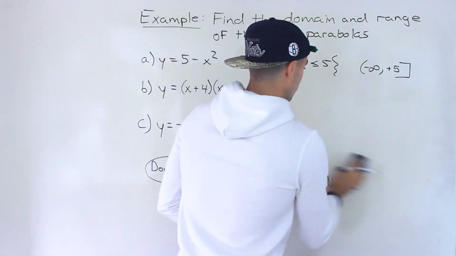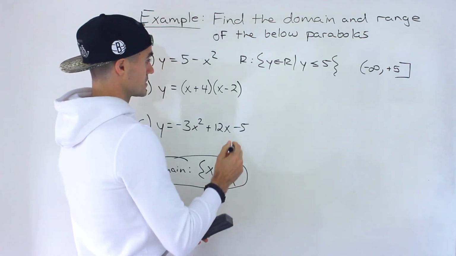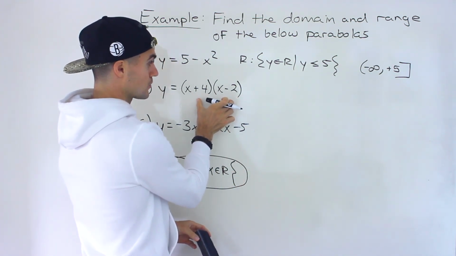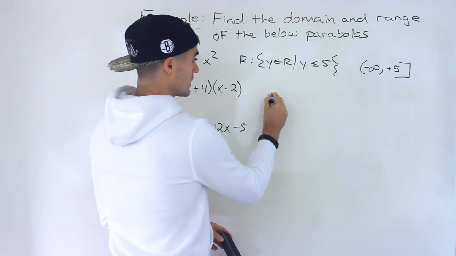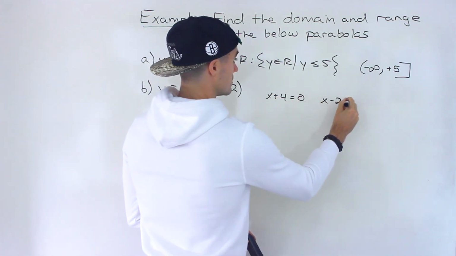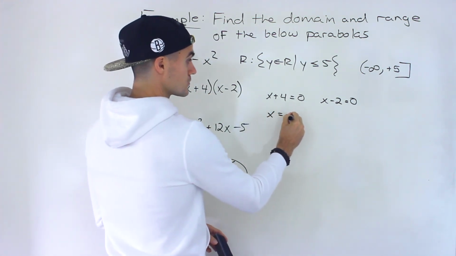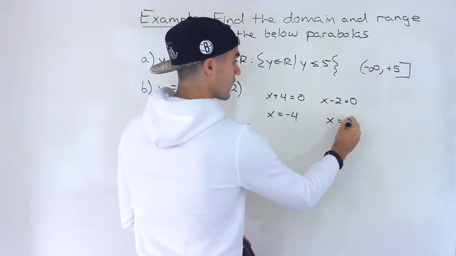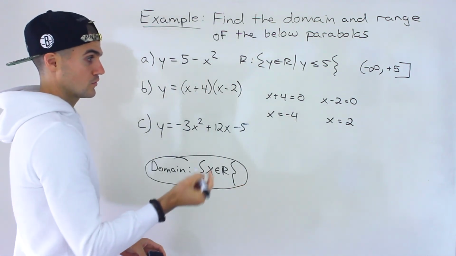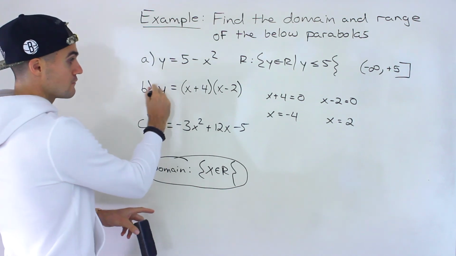We have y equals x plus 4 times x minus 2. So notice this is in factored form here. And so we can get the x-intercepts because it's in factored form. So we have x equals negative 4, and here we'd have x equals 2. Those are the x-intercepts. At those x values, the y value would be 0.